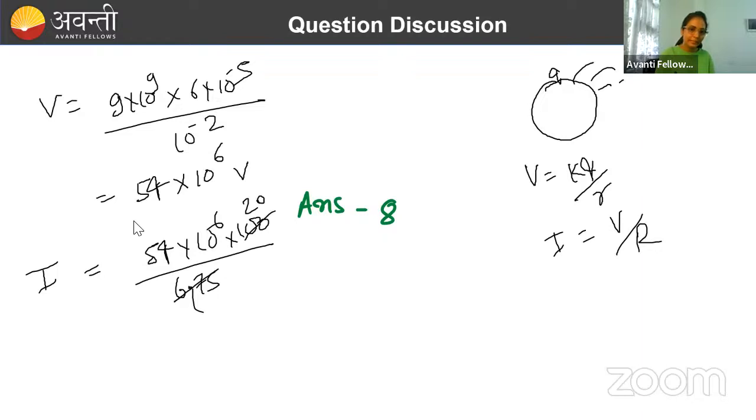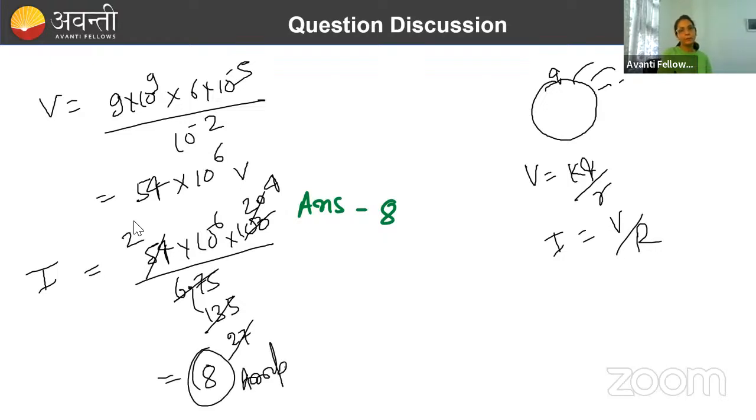5 टाइम्स से ये जाएगा आपका, yes, 135 टाइम्स से. अगेन 4 टाइम्स से ये जाएगा और ये जाएगा इतने टाइम्स से 27. 2 टाइम्स से 54 जाएगा. 4 into 2 8. So current will be 8 ampere.